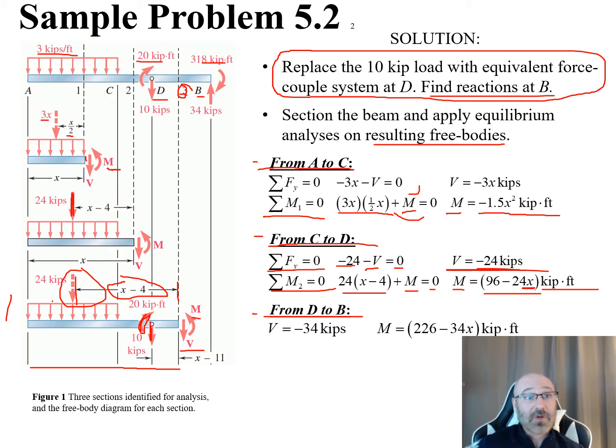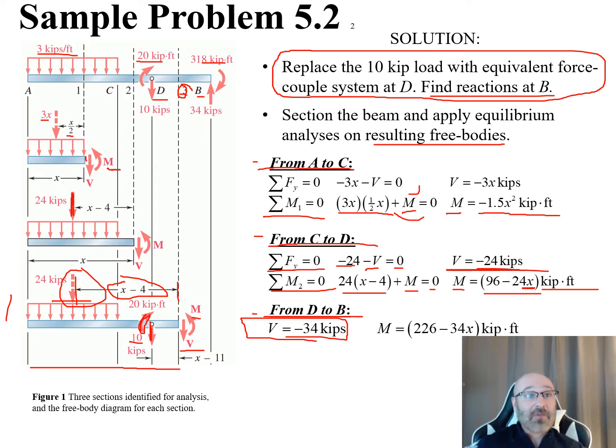Well, we have a negative 24, and we have a negative 10 right there, is equal to 0. So negative 24 minus 10, we can find that our V then is equal to negative 34 kips right there by doing our equilibrium equations out just like that. And then we do the same thing for our moments right there.